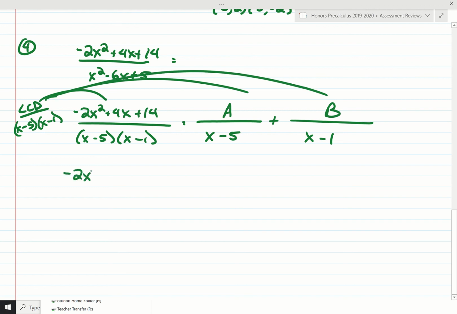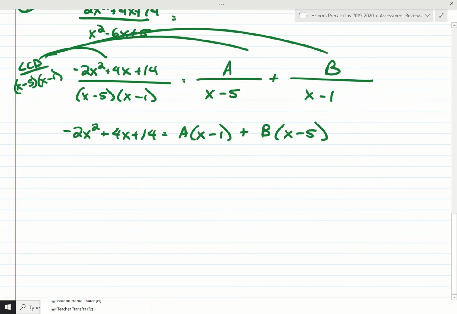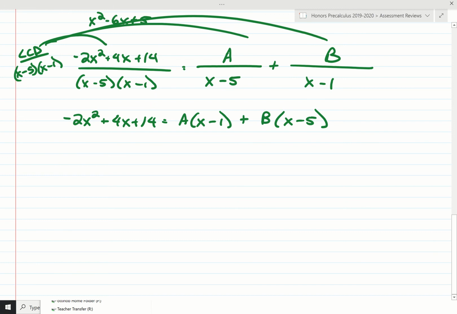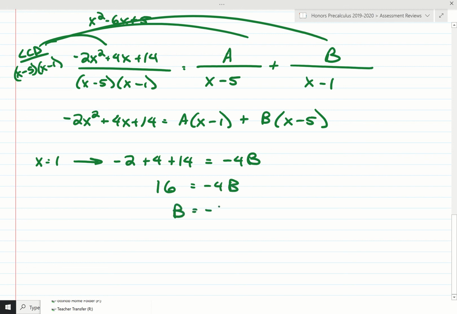we get negative 2x squared plus 4x plus 14 is equal to a times x minus 1 plus b times x minus 5. And if we let x be 1, we would have negative 2 plus 4 plus 14 is equal to 1 minus 5 is negative 4b. So we get 2 plus 14 is 16. And we get that b is equal to negative 4.